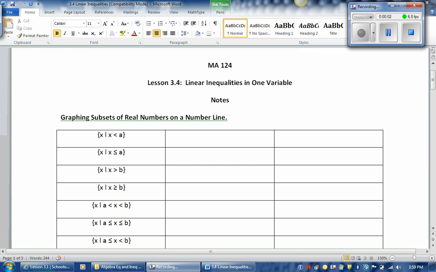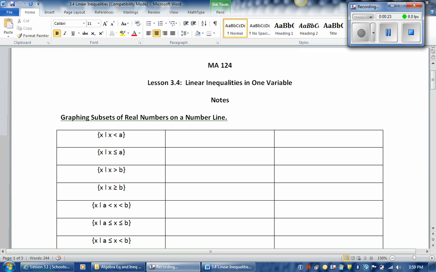This lesson is for Mrs. Cucci's College Now College Prep class. We are on lesson 3.4, linear inequalities in one variable. All right, so what we're going to be talking about today is how we graph subsets of real numbers on a number line. So how we're graphing inequalities on a number line, okay?